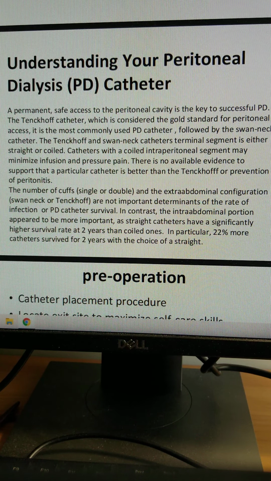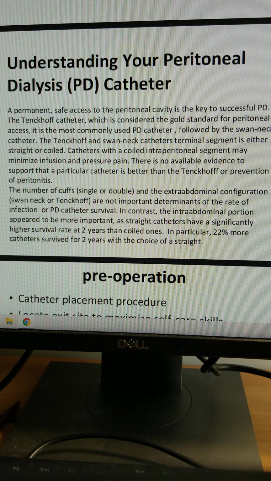infusion pain and pressure pain. There is no available evidence to support that a particular catheter is better than the Tenckhoff to prevent peritonitis. The number of cuffs, single or double, and the extra-abdominal configuration, swan neck or Tenckhoff, are not important determinants of the rate of infection or PD catheter survival.